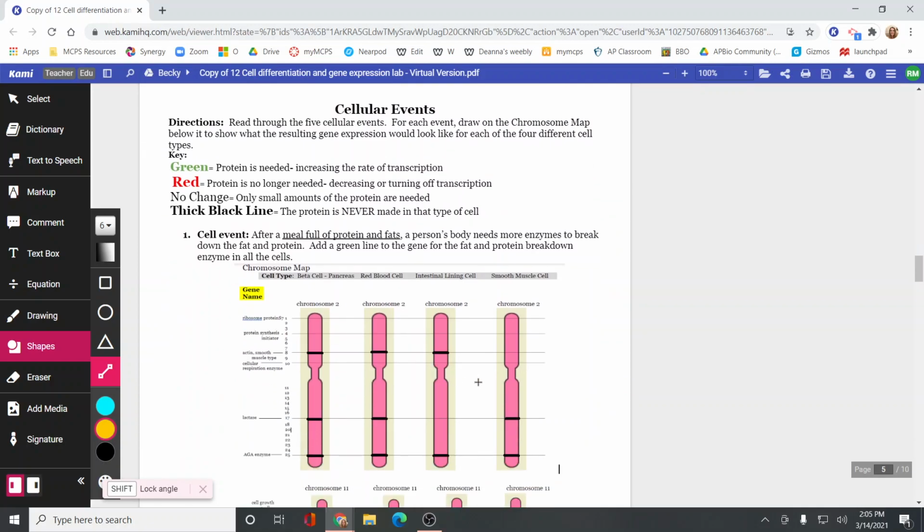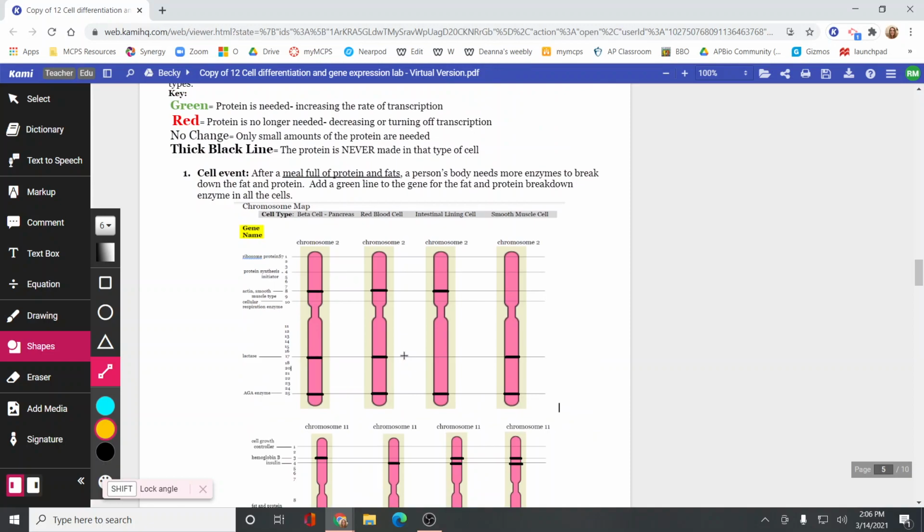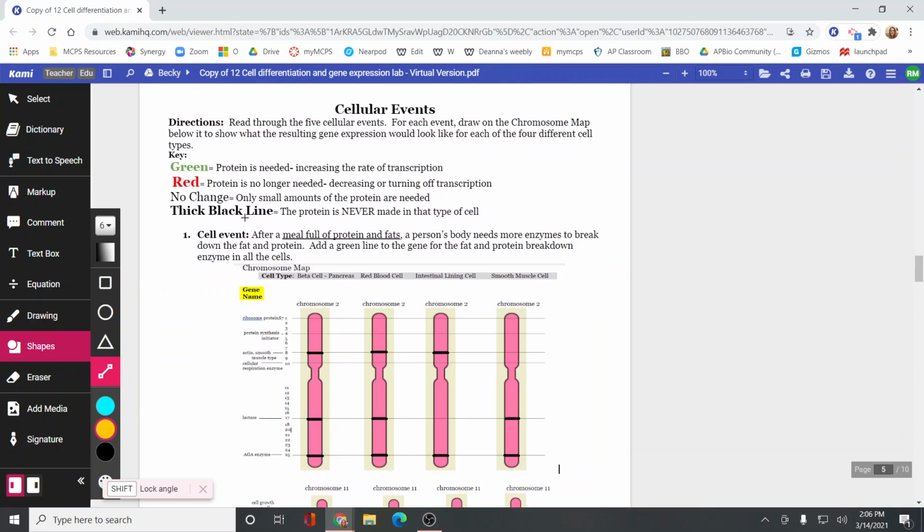So the black lines are already present here. So the black lines are things that you will never change. What you're going to change is you are going to put now a green line if the gene is being turned on because of the event, and a red line if it's being turned off. Okay, I will do the first two, but then you'll have to do the last three on your own, just so that you get the idea.